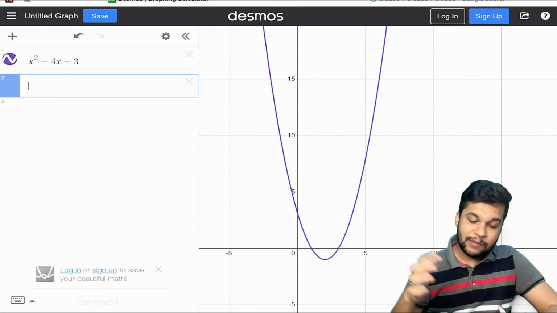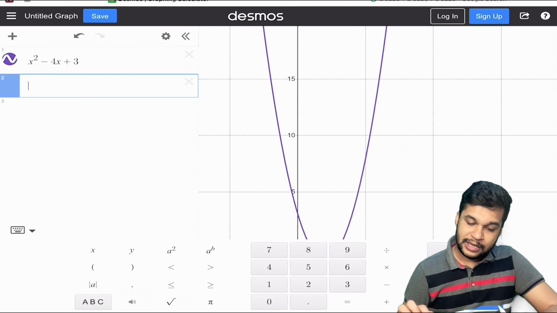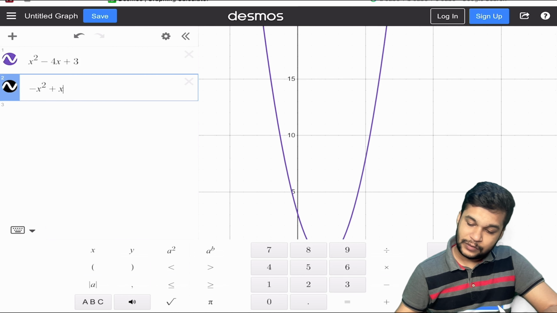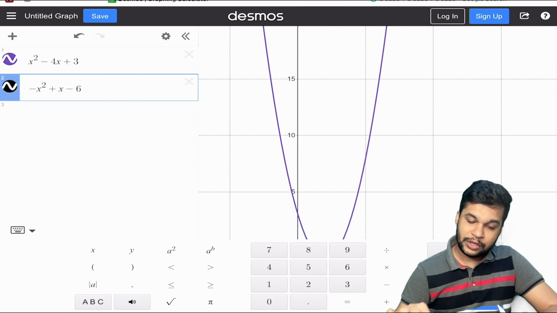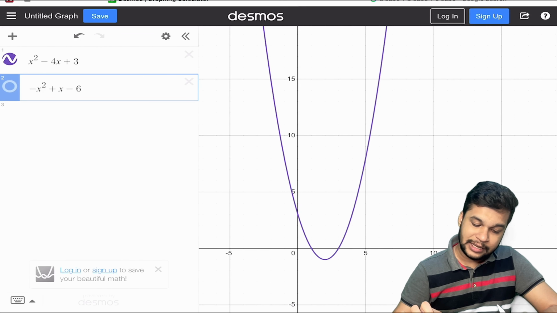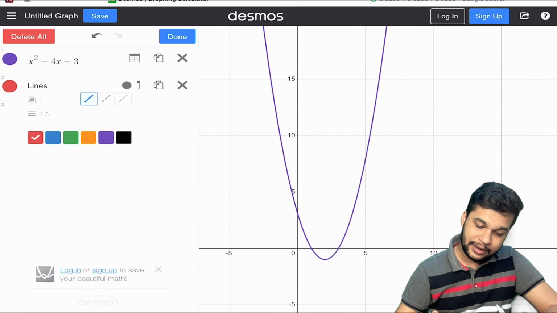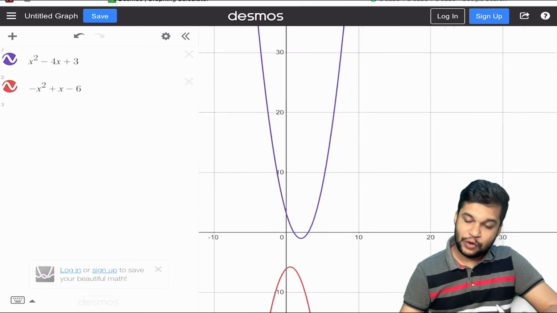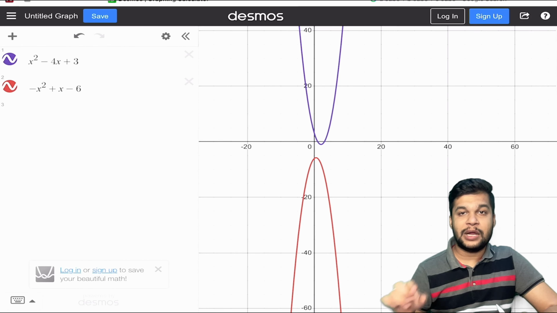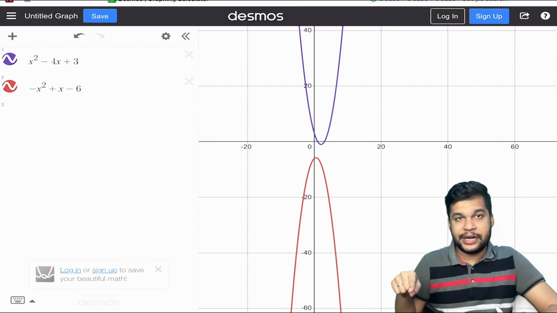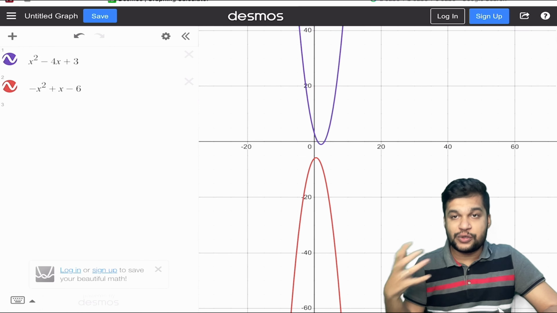Now let's take one more example. Let's say it is minus x square plus x minus 6. Now I'll change the color. Let's say the color I'm using here is red. Now if you observe, the red graph also looks like a parabola, but it is facing downside. Now why is it so?